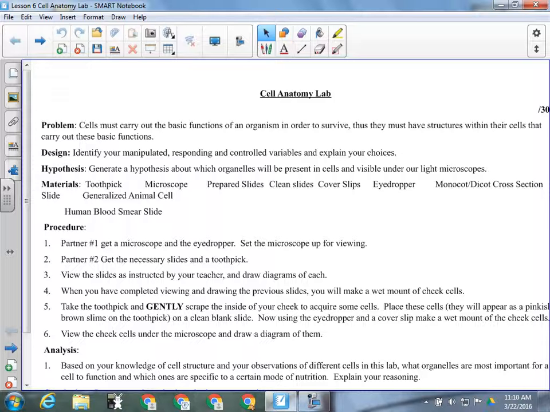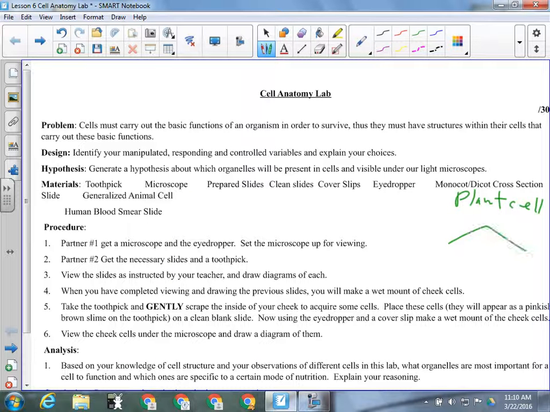So we're going to look at an example of a plant cell. That'll be the monocot dicot cross section. That'll be our plant cell. Essentially what that is, they took a leaf and laid it on its side and then cut it so that what you see is the layers of the leaf. So not looking down on it from the top, but holding it and looking at it on its thinnest dimension.